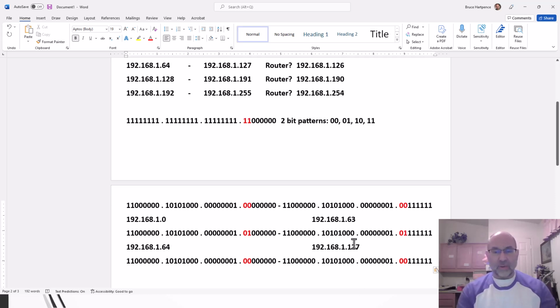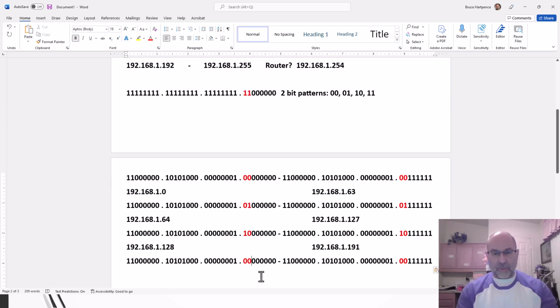Our next pattern in our binary space is 10. Well, this value is 192.168.1.128. And all the way over here, this comes out to be 192.168.1.128 plus 63, 191. So now we're going to take our last binary pattern, 1, 1, and we're going to say, well, what's this? Well, this is 192.168.1.192.